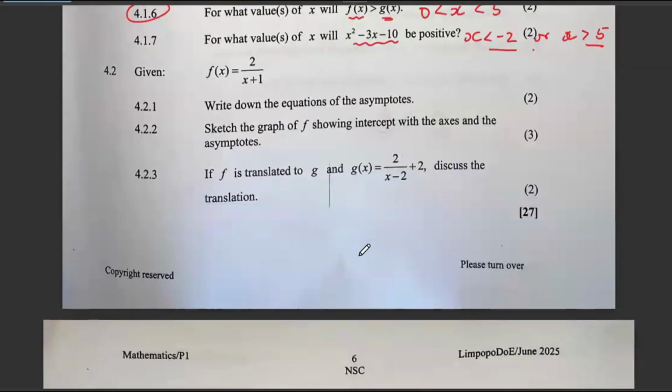Then 4.2. If we are given f of x as this, wow, this hyperbola is too basic. They want us to write down the equations of the asymptotes, meaning that x is going to be -1, y is going to be 0, because we don't have anything after this. Then they want us to sketch showing the intercept with the axis and the asymptotes for 3 marks.